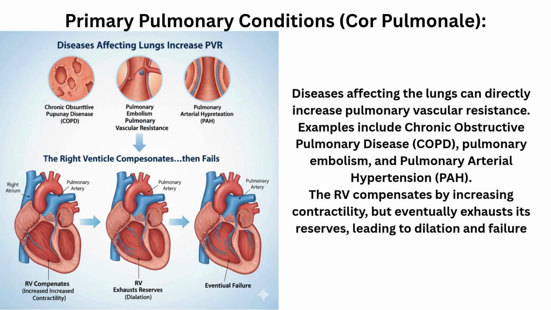Primary pulmonary conditions, cor pulmonale. Diseases affecting the lungs can directly increase pulmonary vascular resistance. Examples include chronic obstructive pulmonary disease, COPD, pulmonary embolism, and pulmonary arterial hypertension, PAH. The RV compensates by increasing contractility, but eventually exhausts its reserves, leading to dilation and failure.